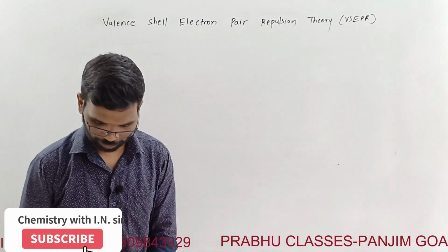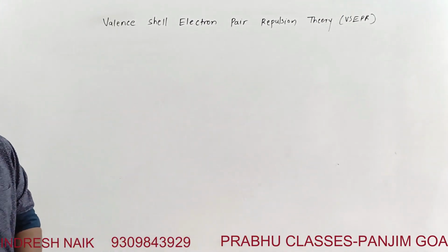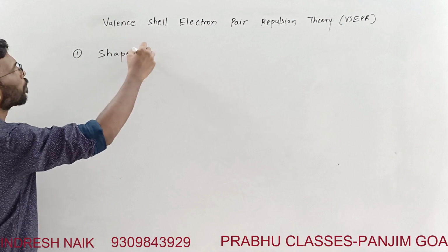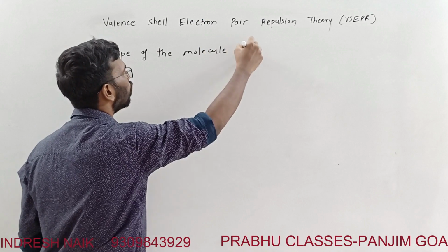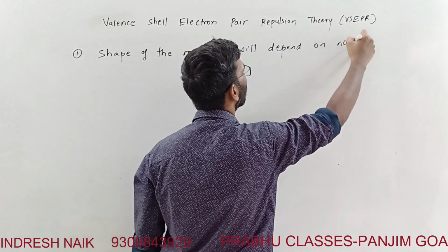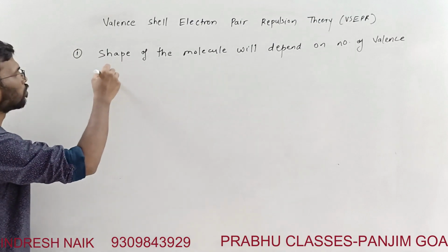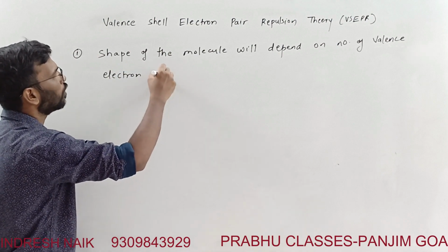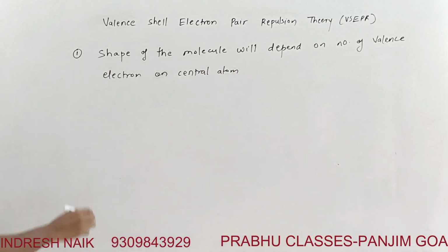Okay, let's start with the valence shell electron pair repulsion theory, the second theory of the chapter. I'll write the two postulates. The first postulate: the shape of the molecule will depend on the number of valence electrons on the central atom. We'll stick to this.